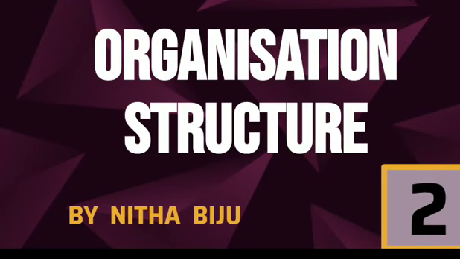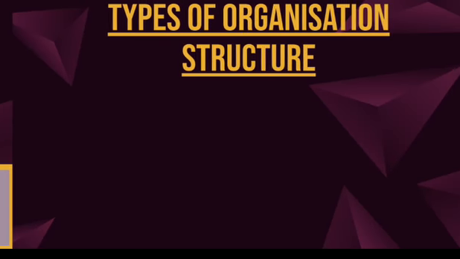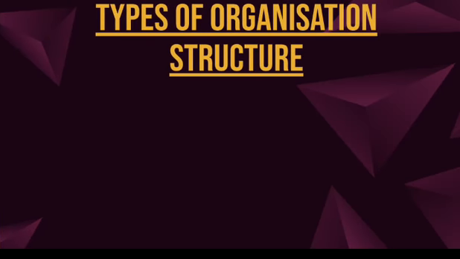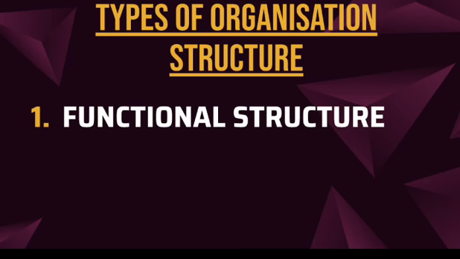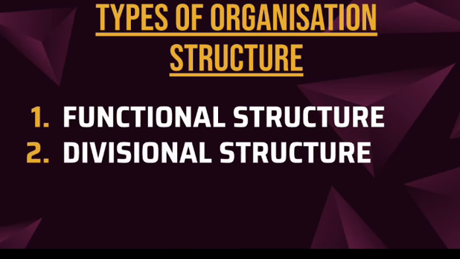So in our last class we already started with the organization structure, that is the design and framework, or the blueprint of an organization, and we studied two important types of organization structure. One is functional structure and the second one is divisional structure. Functional structure is based on function. Departments are divided based on functions or activities or operations.